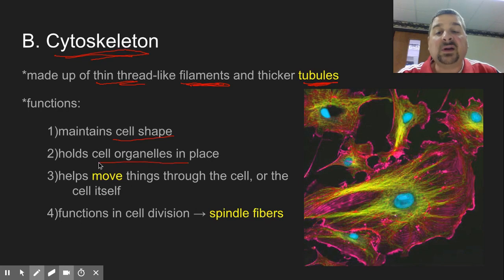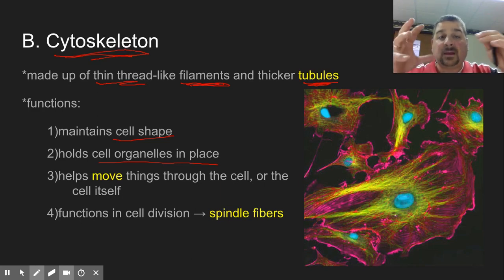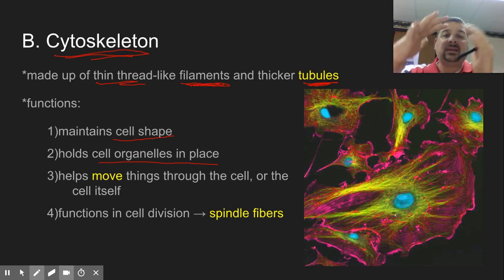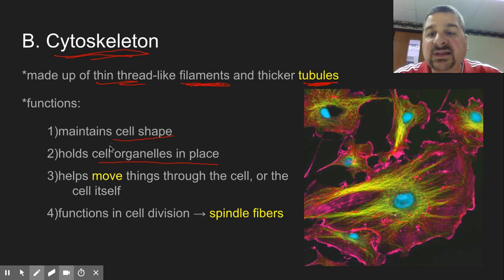It holds the organelles in place, because you're like, well, we talked about the cytoplasm just being jelly-like. How can the organelle just stay right where it is? Well, it's held in place by the cytoskeleton. It can help the cell move.